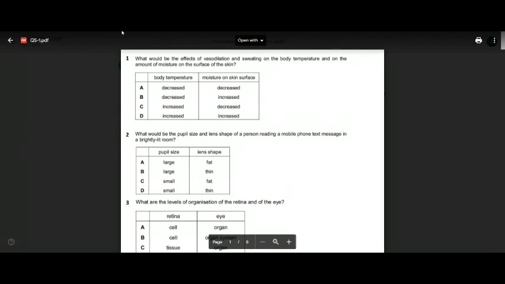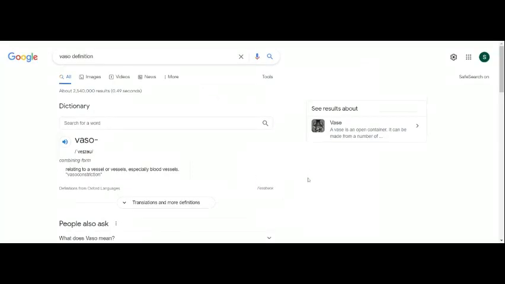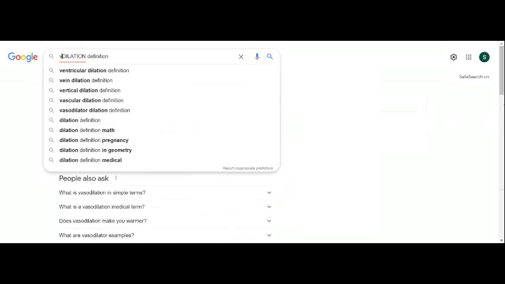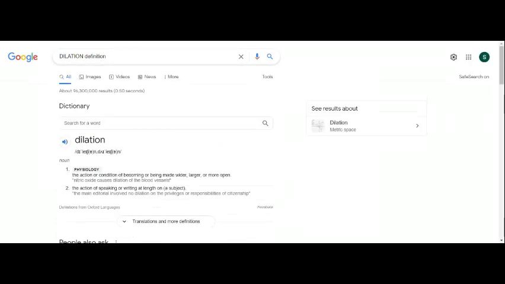Vasodilation. I want to break this word up to its root and give you the definition. When you want to find the meaning or root of a terminology, the best way is to search in Google. You can type the whole term, or you can put it in section by section. Vaso is related to a vessel or vessels, especially blood vessels. So for example, we have vasodilation. I found the definition here. Dilation means the action or condition of becoming or being made wider, larger, or more open.